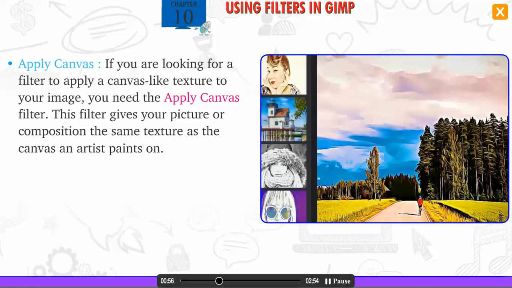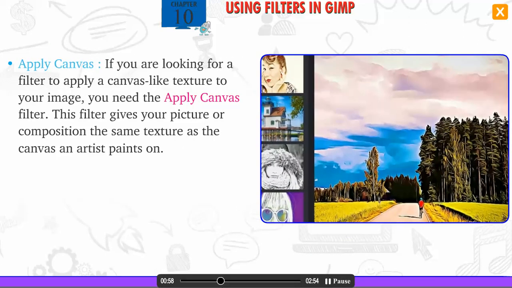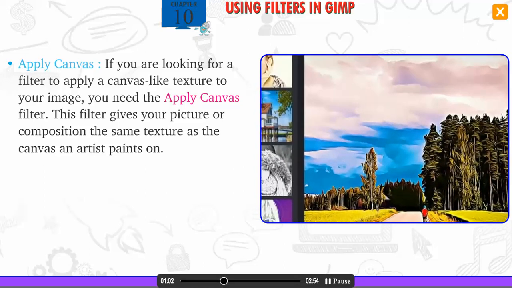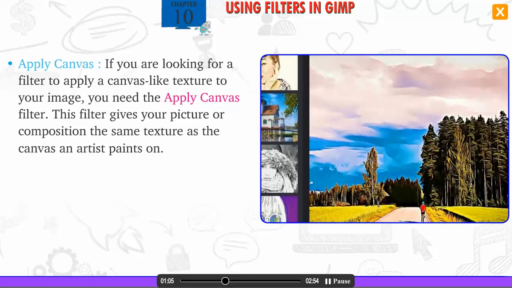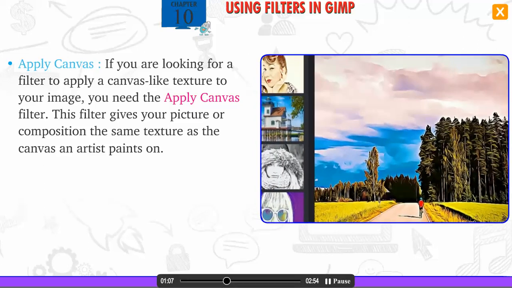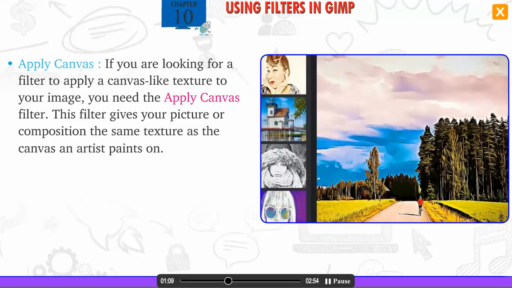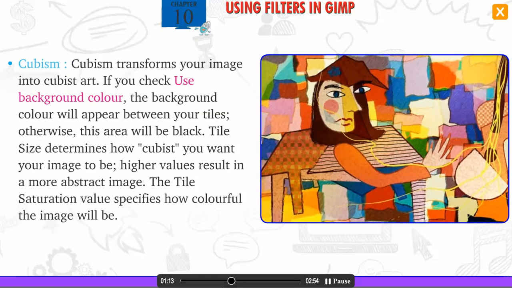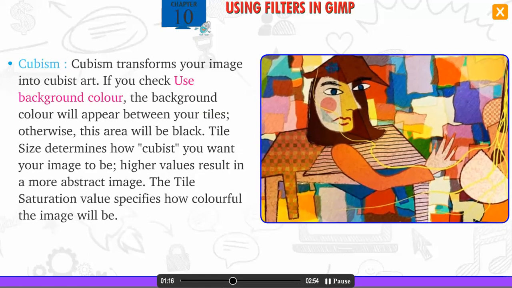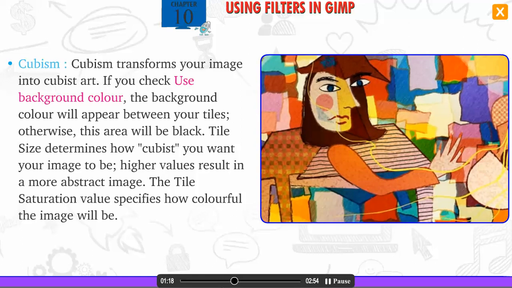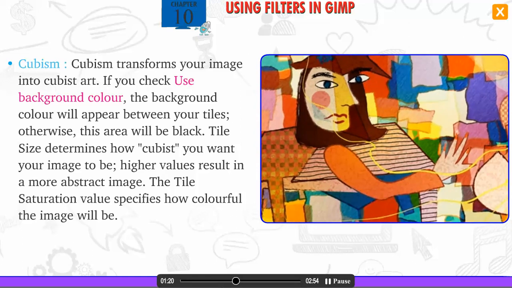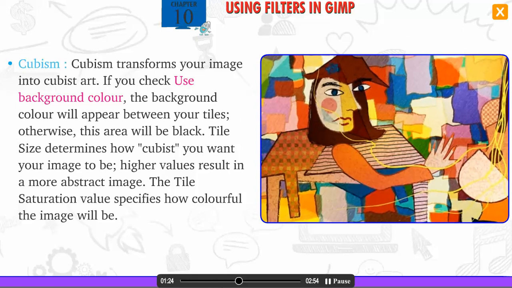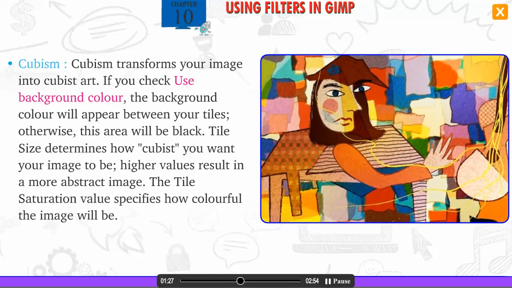Apply canvas. If you are looking for a filter to apply a canvas-like texture to your image, you need the Apply Canvas filter. This filter gives your picture or composition the same texture as the canvas an artist paints on. Cubism. Cubism transforms your image into cubist art. If you check Use background color, the background color will appear between your tiles. Otherwise, this area will be black.